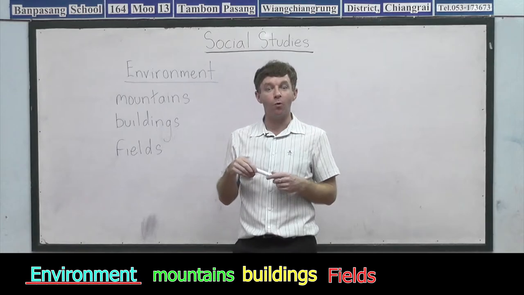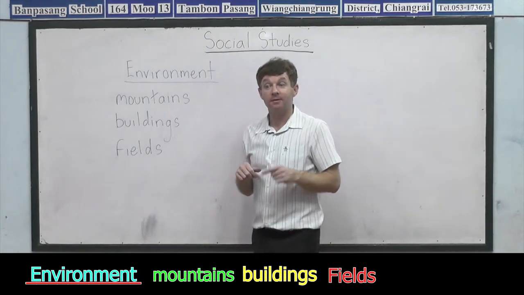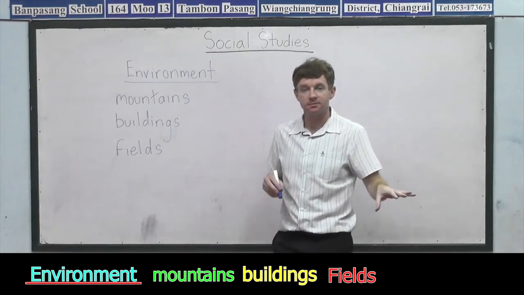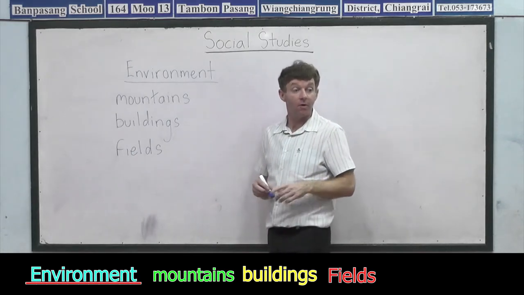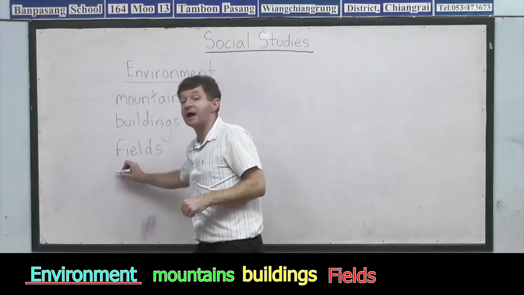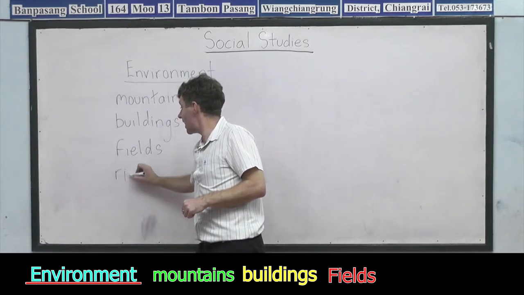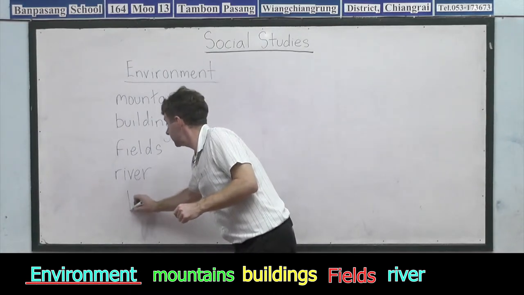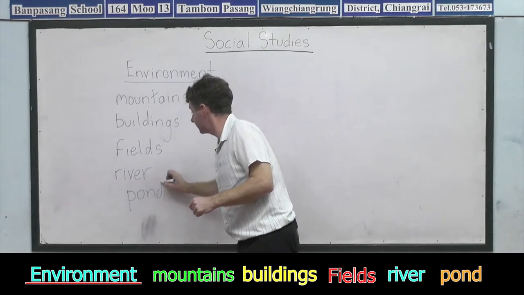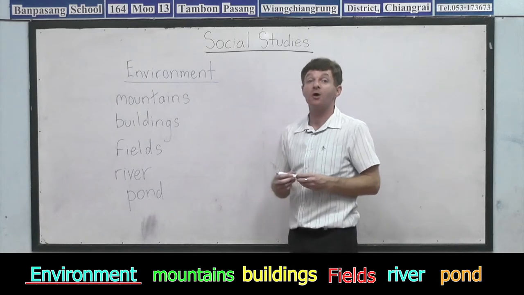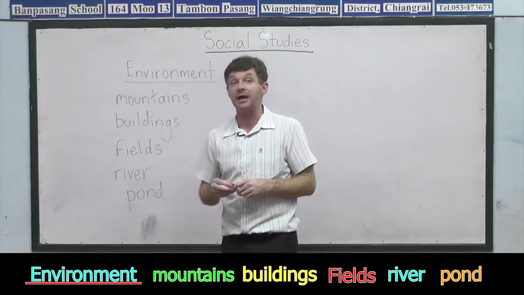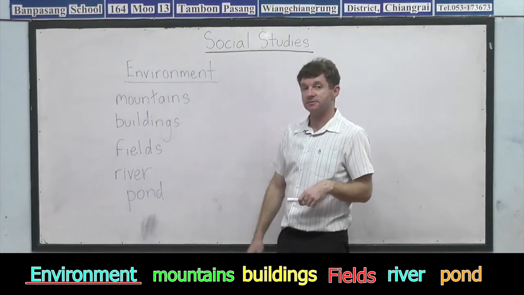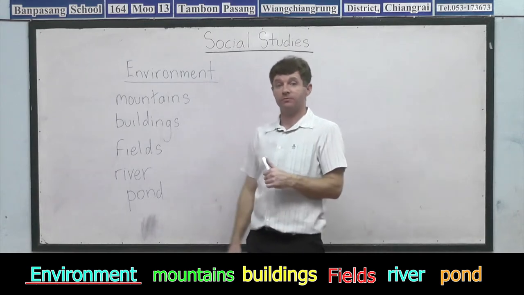But how about, let's think about water. What do we see around water? Yes, but what types of water do we have in our environment? Rivers. Rivers or ponds? Ocean, yes. But around here we have river. So R-I-V-E-R or pond. P-O-N-D. So these are five good examples of the environment around us in Chiang Rai. Mountains. Buildings. Fields. River. And ponds.